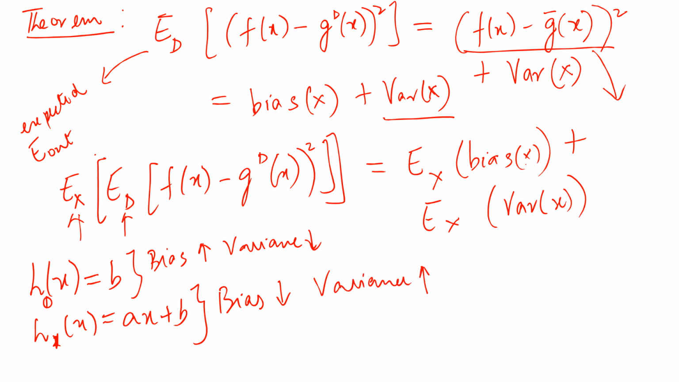And how does that fit into my approximation versus generalization? Bias is nothing but my approximation part, and variance is nothing but my generalization part. And this is how my bias variance analysis and my VC analysis come together.